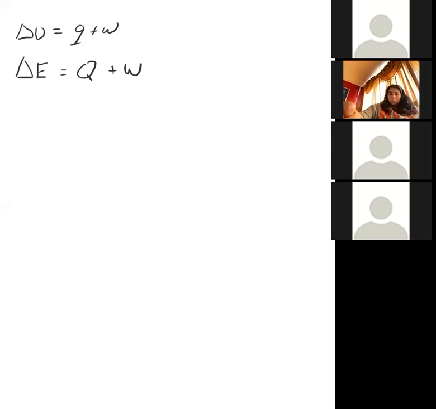Now, what I want to show you is there is a type of problem where you have to calculate the work done involving a piston.